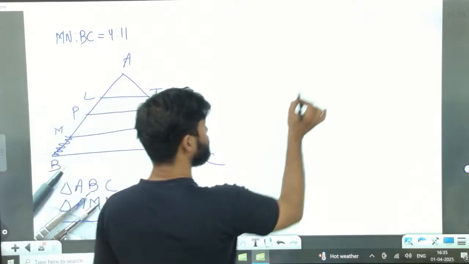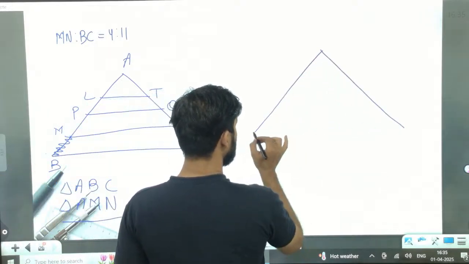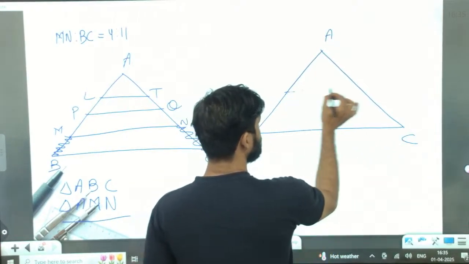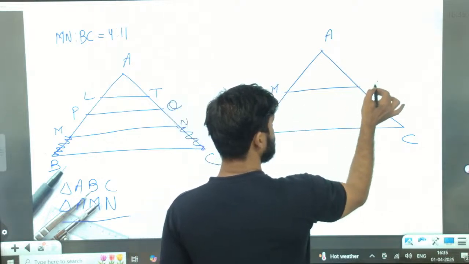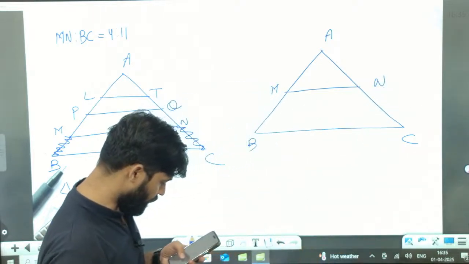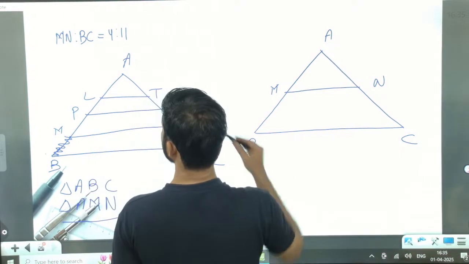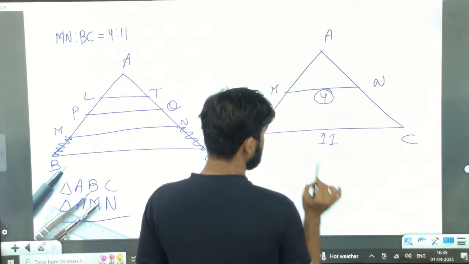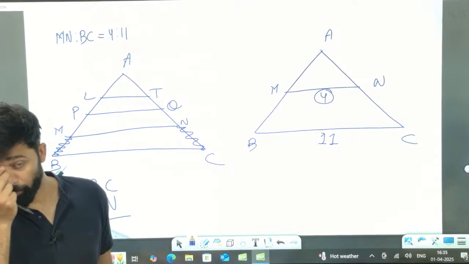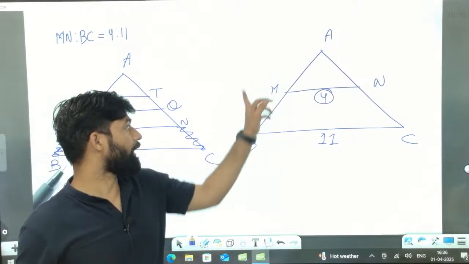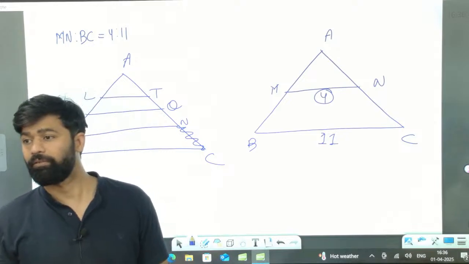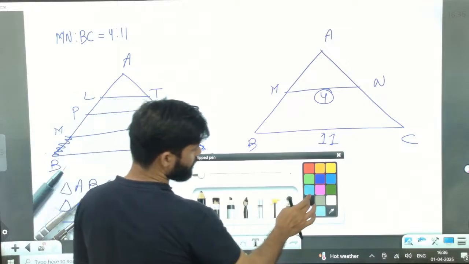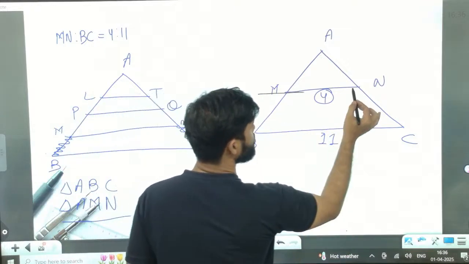Now look at the question. This is ABC. MN is parallel to BC, the ratio of MN and BC is 4 is to 11. So MN is 4 and BC is 11. Okay, look at the board, please. And as we know that AMN and ABC, they all are what? Equilateral triangles.